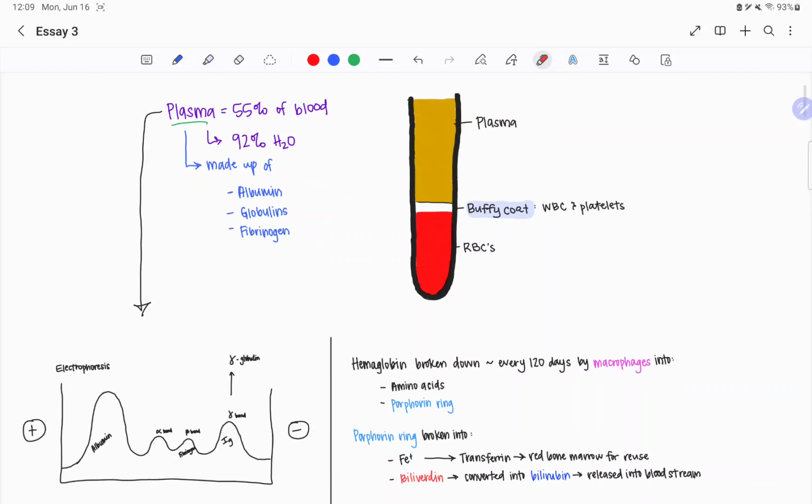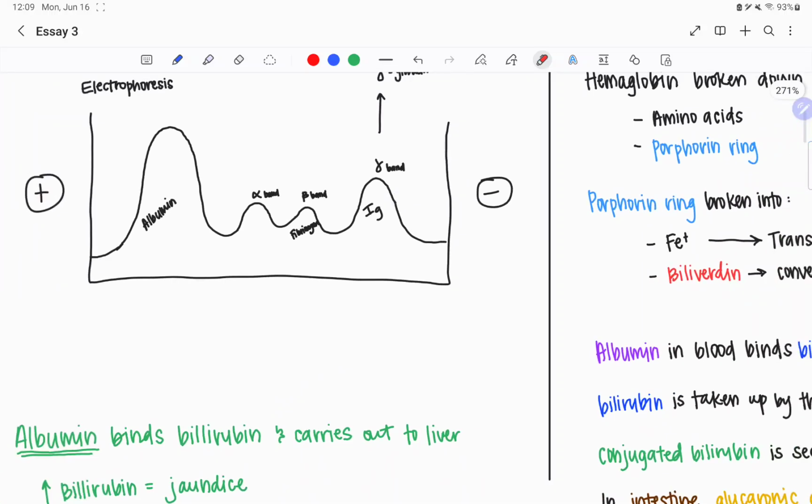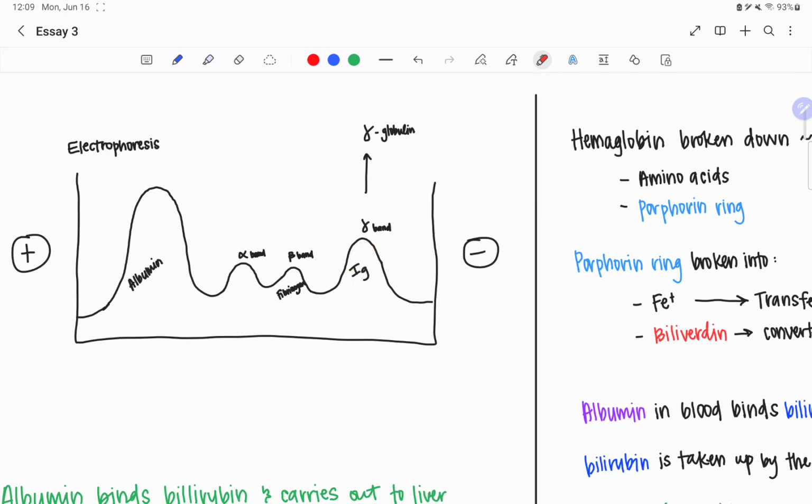There's lots of little proteins in our plasma. Here's kind of a quick little diagram. So most of it is albumin right here. The other largest one is this. They're called gamma globulins. And like I said, they're important in our immune system. They help us form antibodies.